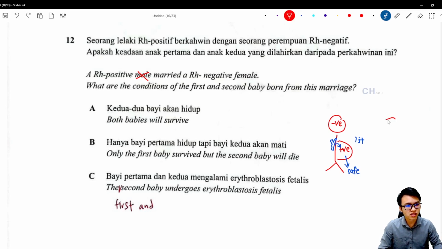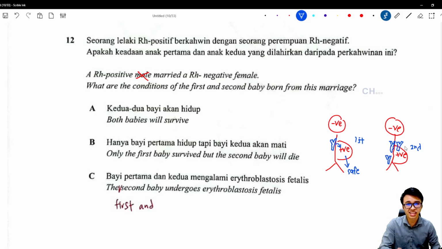However, when we have the second baby, the mother is still negative. You cannot change the mother. So the mother is still negative, and the baby is still positive. This is the second one. Now the mother has enough antibody already. So this antibody will go and attack the positive blood of the baby, and eventually the baby will die. So the first one is safe, they can survive, and the second one dies. So the answer here is B.